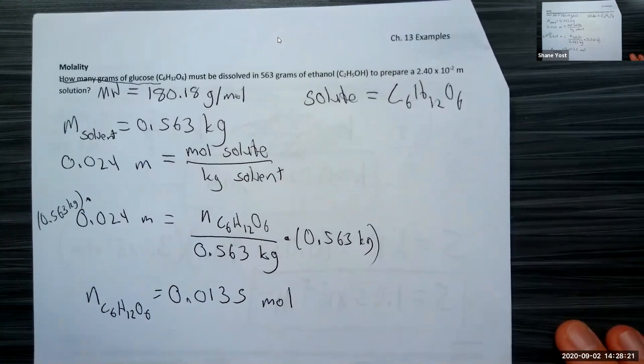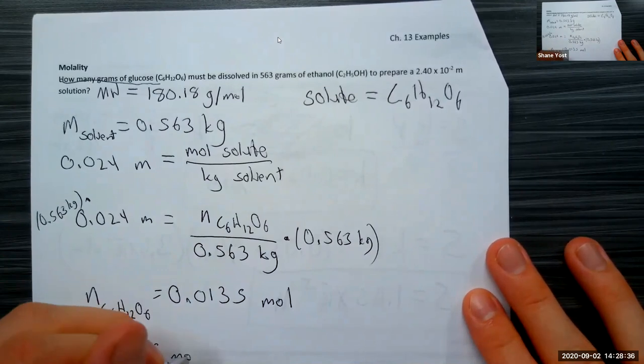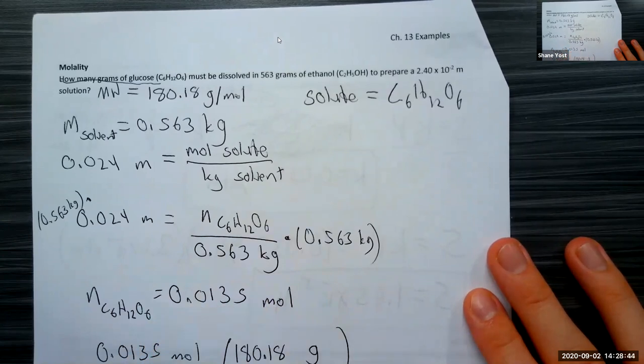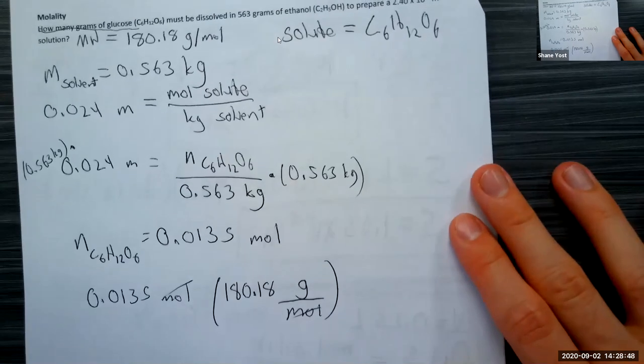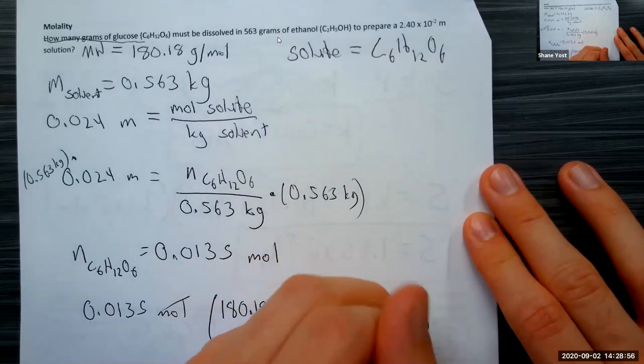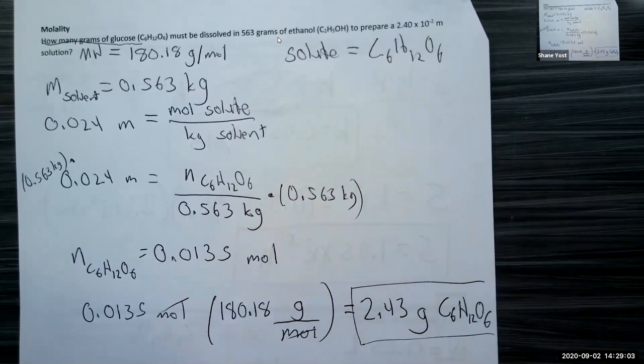And then finally, we use our molecular weight, or molar mass, to get the number of grams. We need to multiply by that molar mass. So I take my 0.0135 moles and multiply it by 180.18 grams per mole. My moles cancel, and that leaves me with 2.43 grams of C6H12O6. So that is how many grams I need to add to make a 0.024 molal solution. Any questions about this problem?